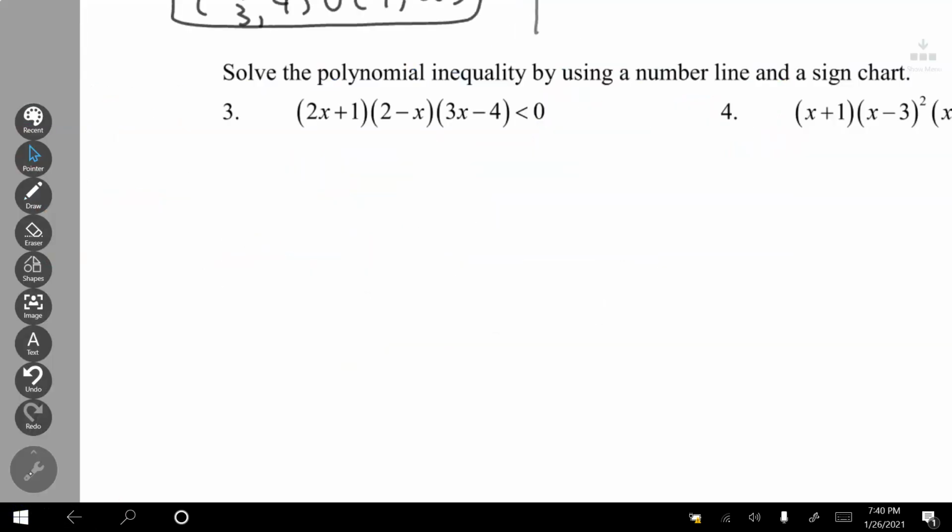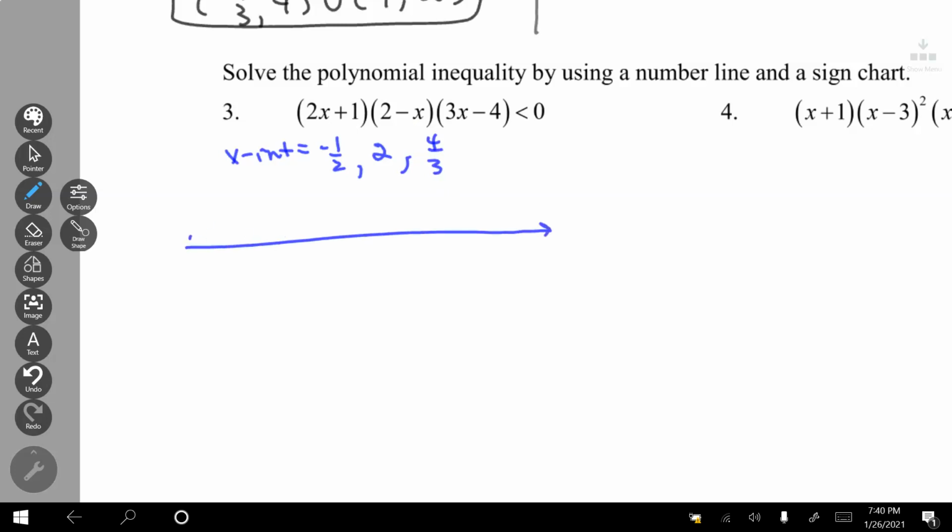Now I'm going to do the same thing here, but I'm actually going to solve this inequality. I'm going to use my number line approach, but I'm not going to tell me where it's positive, where it's negative. I'm going to do that on a number line, but at the end I'm going to solve it. So my x-intercepts are equal to -1/2, +2, and +4/3. And I'm going to make my number line, and the smallest number here is -1/2, with a 0, then 4/3, and then 2.